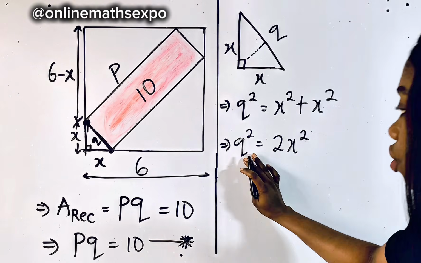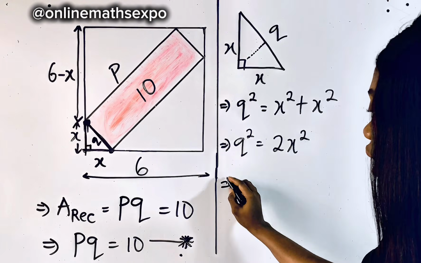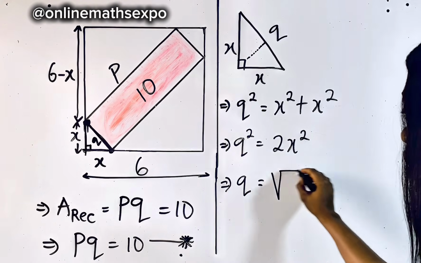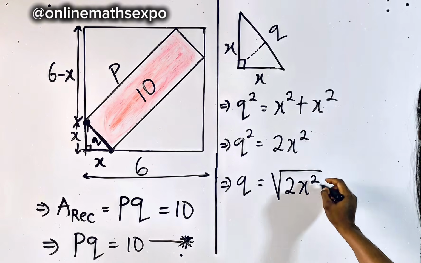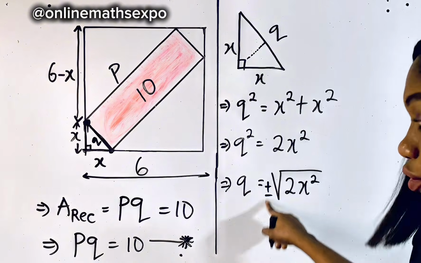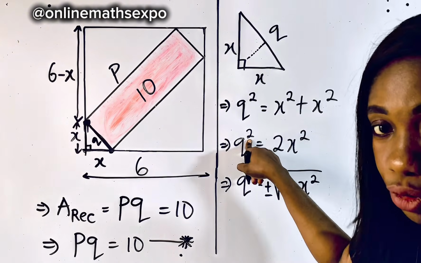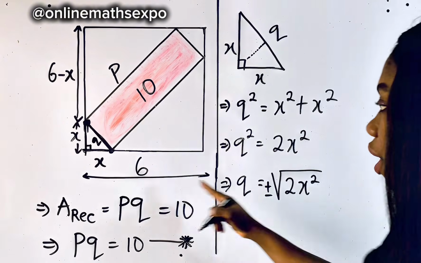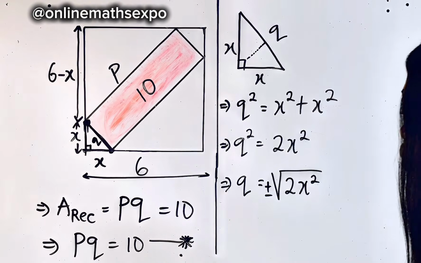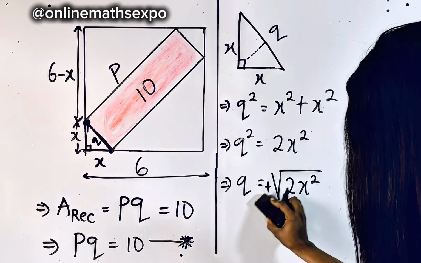Now, what do we do? Let's get Q. To do that, to remove the square, you take the square root. So this is what we have. To get the square root, you take the positive and negative of the square root each time you want to remove a square. But because Q cannot be negative, since you're working with sides, we're only going to concentrate on the positive square root.